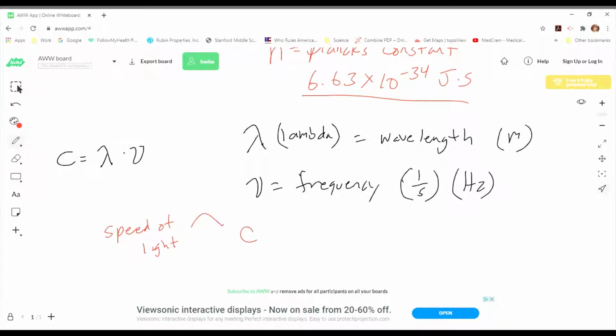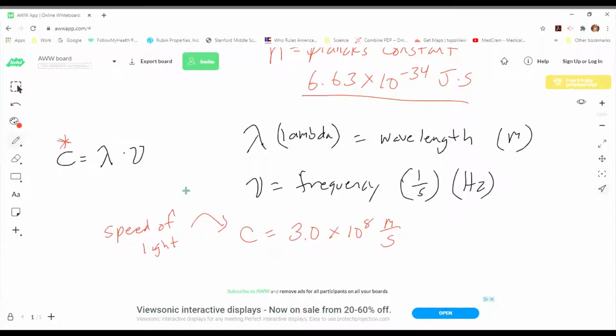Actually, it's the speed of electromagnetic radiation. You can do these equations with any type of electromagnetic radiation, whether it be X-rays or gamma rays or radio waves. But it turns out that C has a specific value. It's 3.0 times 10 to the 8th meters per second. Every time you use this equation, C is always the same.